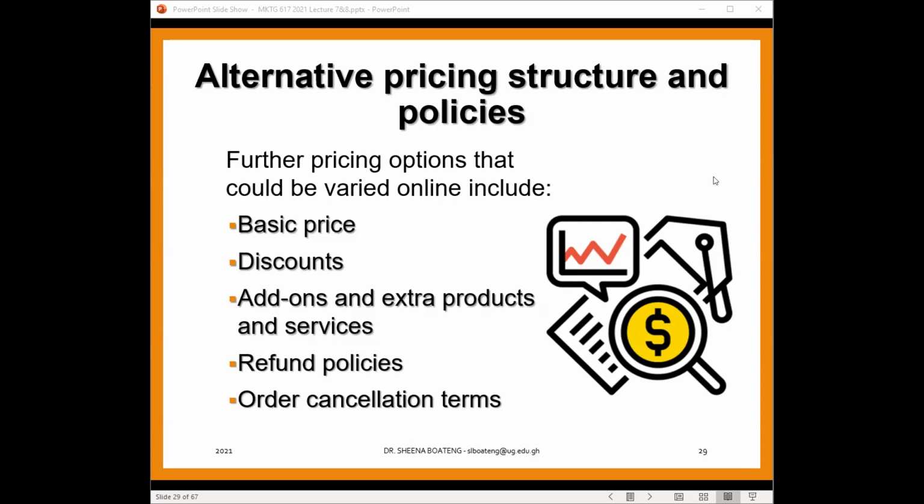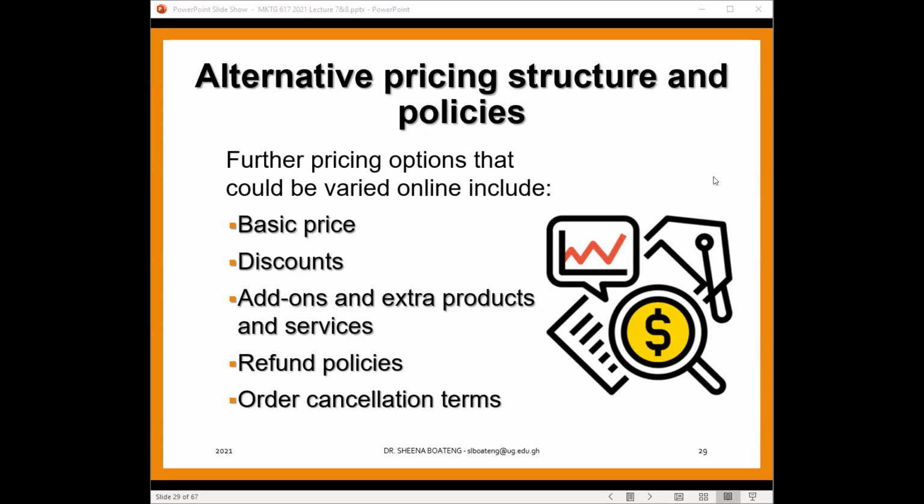Alternative pricing structure could also include discounts, which you can see a lot of the online retailers use to be able to move items very fast. And you realize that these discounts are often offered in tandem with certain seasons and unique celebrations that come up throughout the calendar year. So we have discounts that are offered at Christmas time, discounts that are offered at Easter time, discounts that are offered during Valentine, during Eid, during all manner of occasions, right?